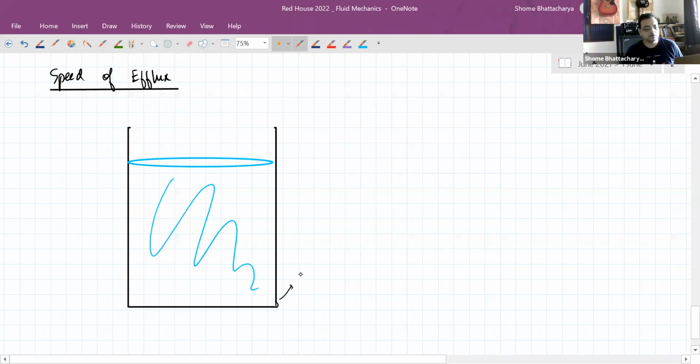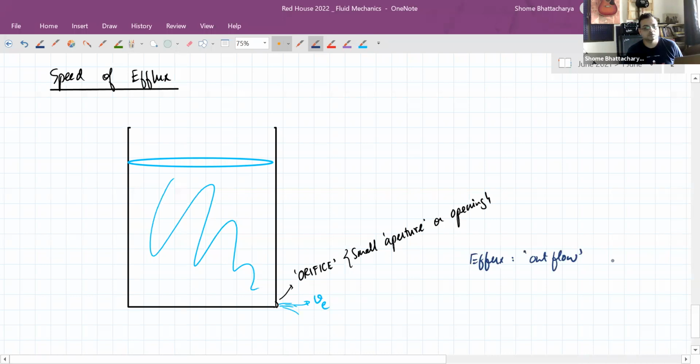So this kind of an opening is called an orifice. An orifice is basically a very small opening, small aperture or opening. Then from here liquid will be gushing out. So the speed with which the liquid comes out, that is called the velocity of efflux or speed of efflux. Outflow of fluid.